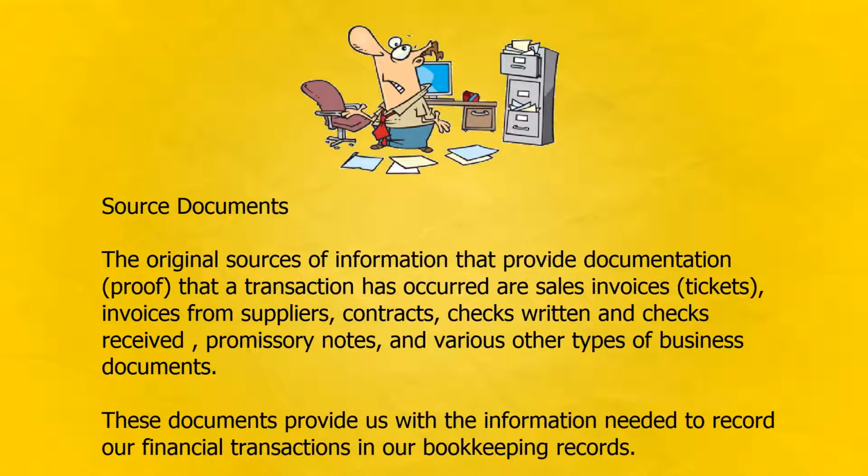Source documents. The original sources of information that provide documentation, proof that a transaction has occurred are sales invoices, tickets, invoices from suppliers, contracts, checks written and checks received, promissory notes, and various other types of business documents. These documents provide us with the information needed to record our financial transactions in our bookkeeping records.